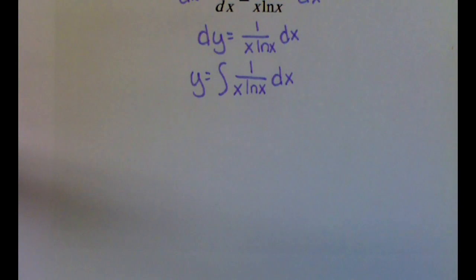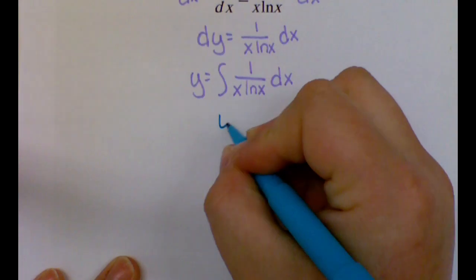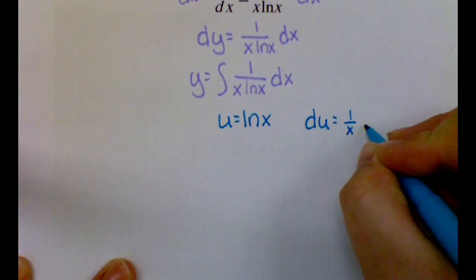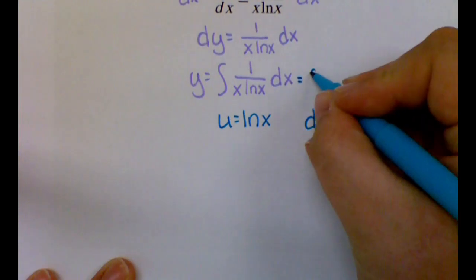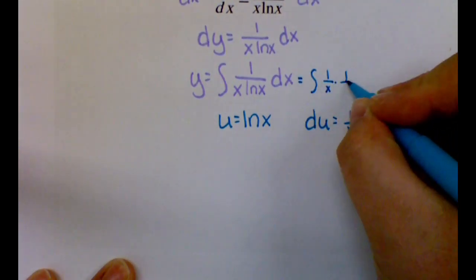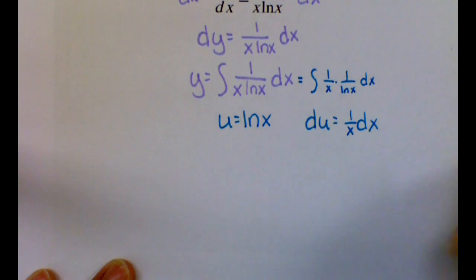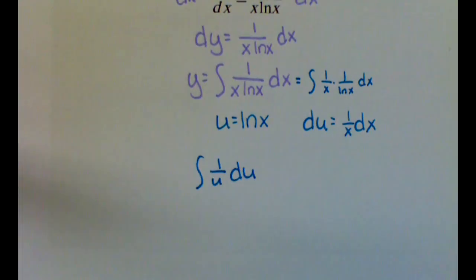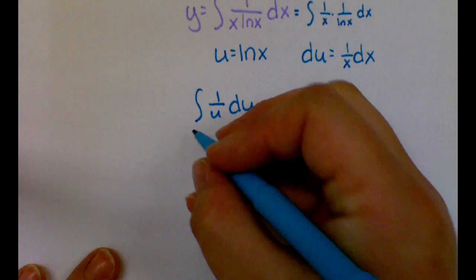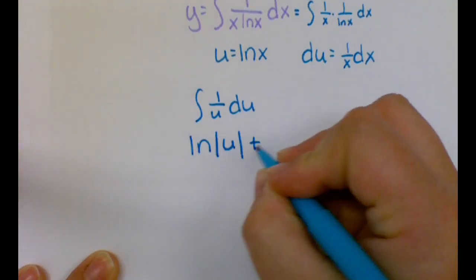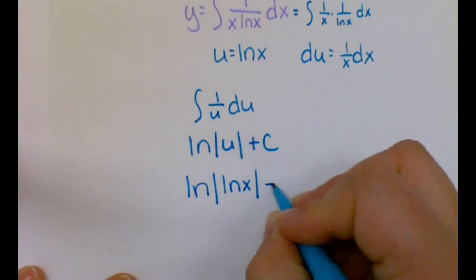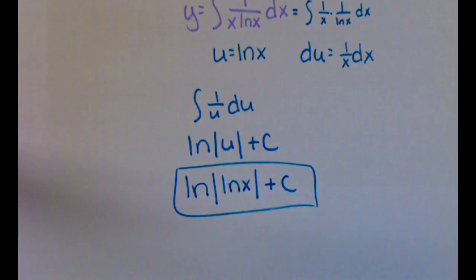Well, I know the derivative of natural log is 1 over x. So if u is the natural log of x, du is 1 over x dx. And if I split this apart a little bit, I could call it 1 over x times 1 over natural log of x dx. So when I substitute, I actually have 1 over u du. And 1 over u du, I can handle that. That's natural log of the absolute value of u plus c. And u is the natural log of x plus c. And there we have it.